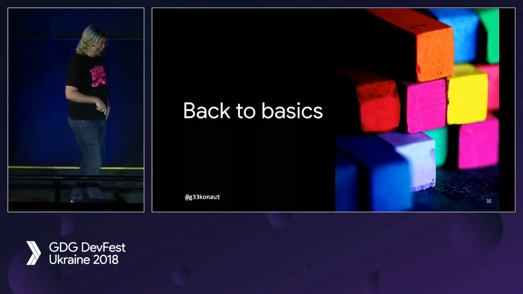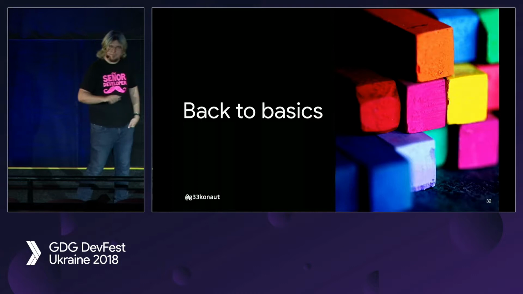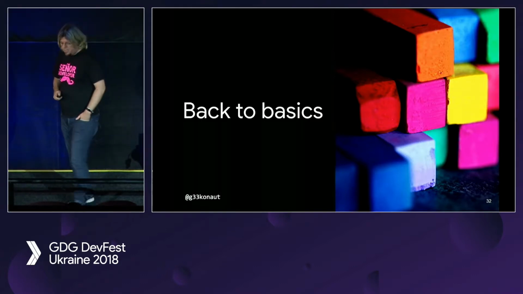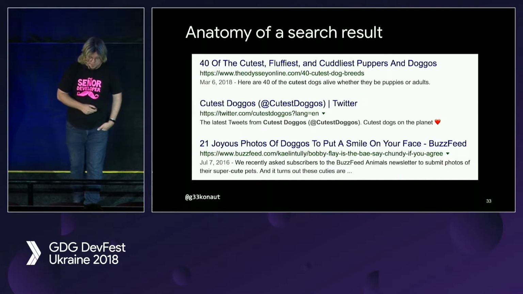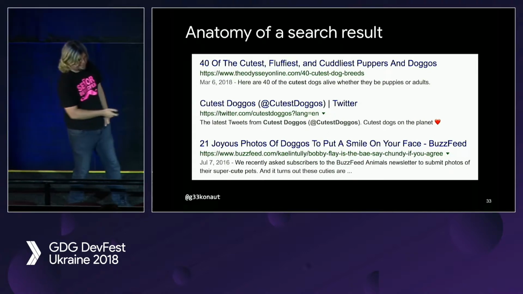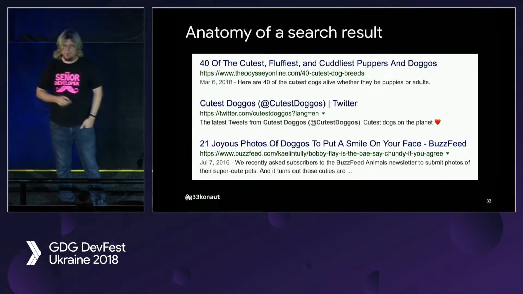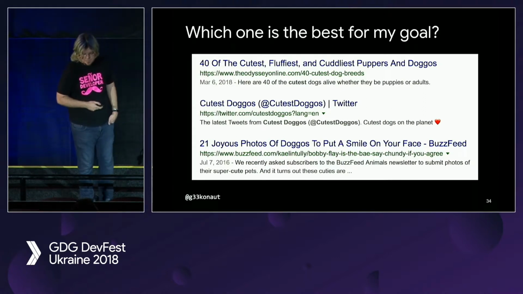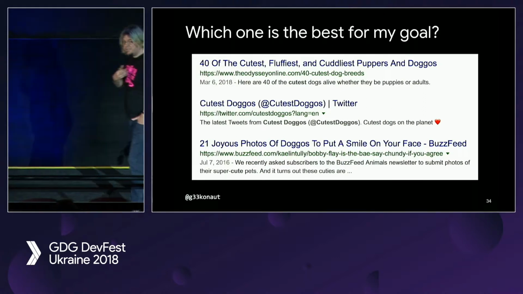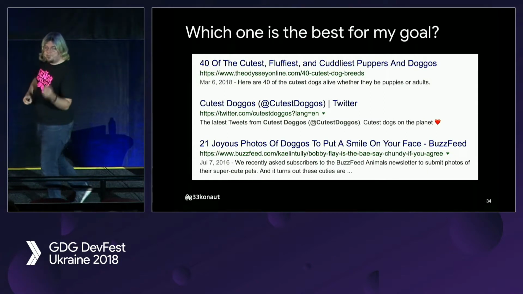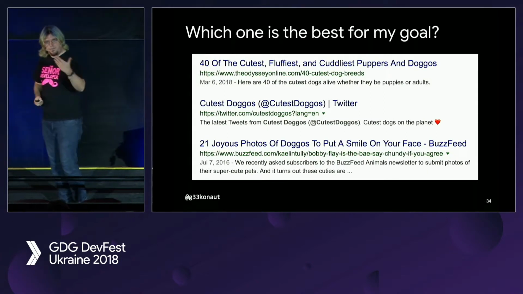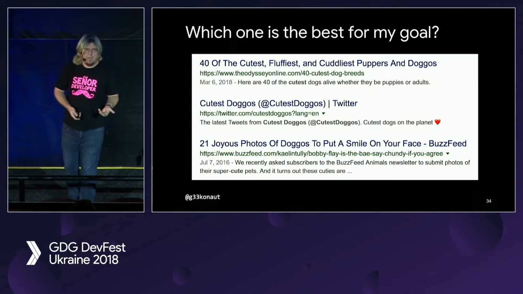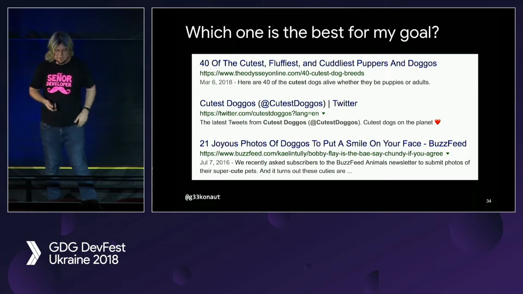Well, let's go back to the basics. Let's start from zero, basically. If we have a look at search results, we see that they have a certain structure. Which of these is the best for me? As a user, if I type something in, I want to find the best search result, which is not necessarily the first one, but one of the first ones probably, if Google ranking does its job.